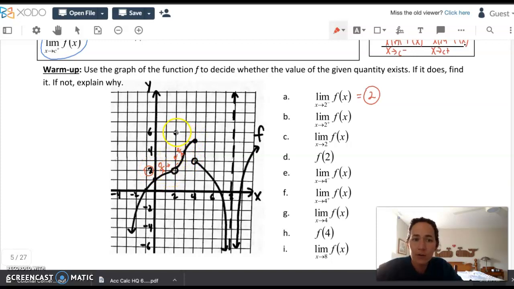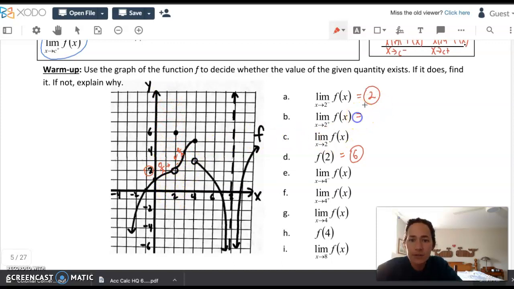Yeah, I know there's a little phantom point up here, the point 2, 6, which actually will come into play as f of 2 later down the road. But if you're just speaking about a limit at 2, you care about just that little neighborhood around the function, regardless of where that filled in dot may be.